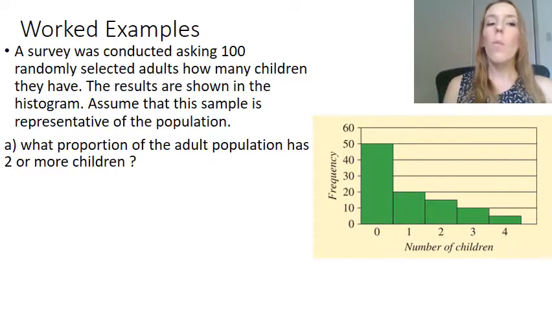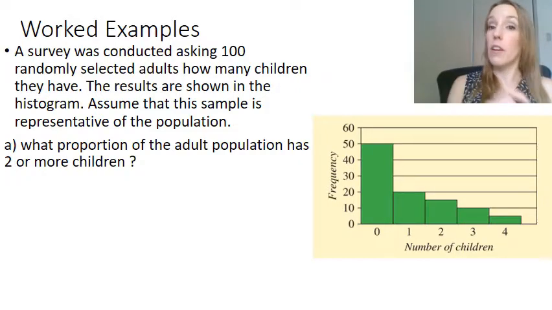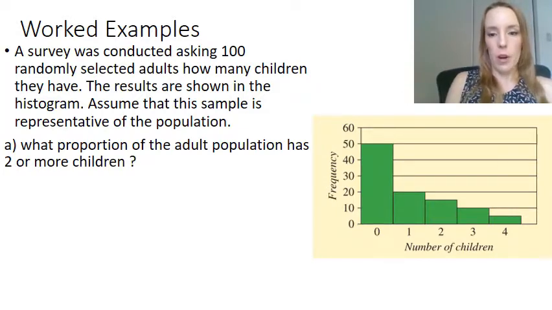Okay, so let's do a worked example. A survey was conducted asking 100 randomly selected adults. They've randomly selected people, so this helps make sure that our surveyed population will be representative of the whole population. They asked them how many children they have. The results are shown on our histogram, with frequency on the y-axis and number of children on the x-axis. We're going to assume that this sample is representative of the population.